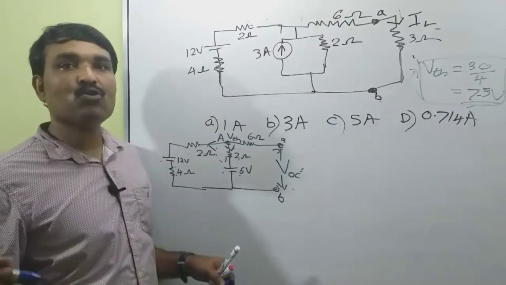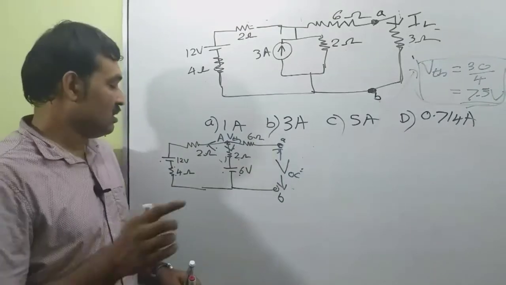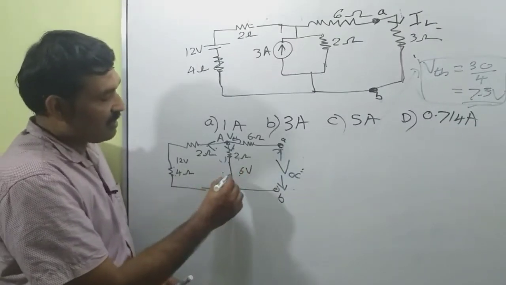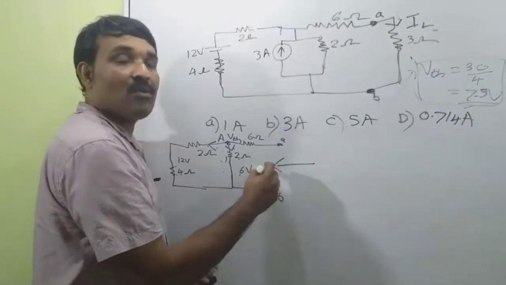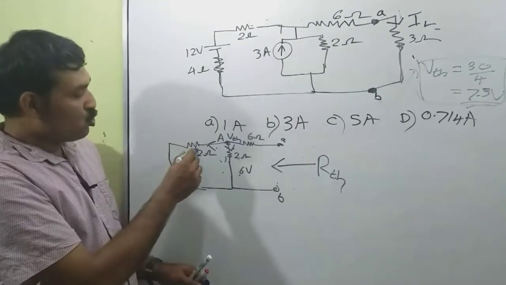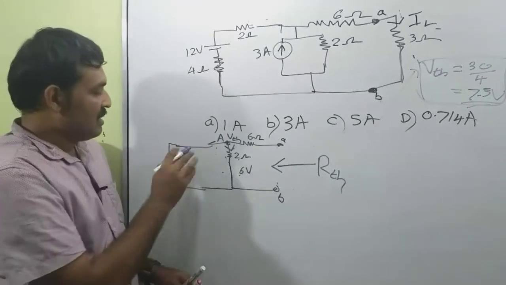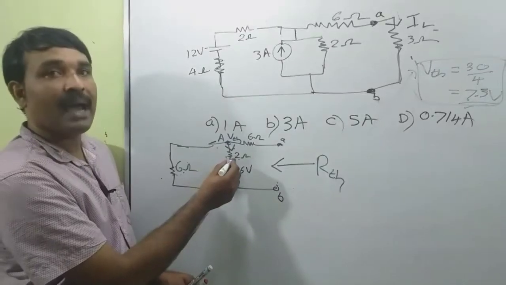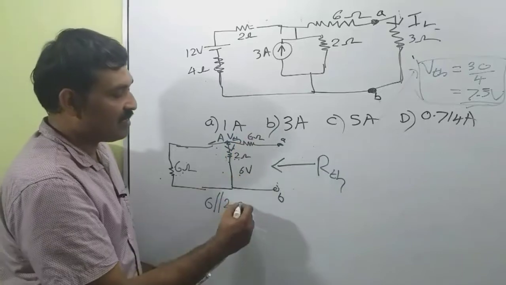Now we want to find RTH. For doing that, we short circuit all the voltage sources. So I am going to short circuit this voltage source and this voltage source. And RTH is the resistance when looking from the load terminal. So this is our RTH. Now this 2 and 4 are in series, so the net resistance becomes 6 ohm. Now this 6 ohm and 2 ohm are in parallel, that is 6 parallel 2, that is in series with the 6 ohm.